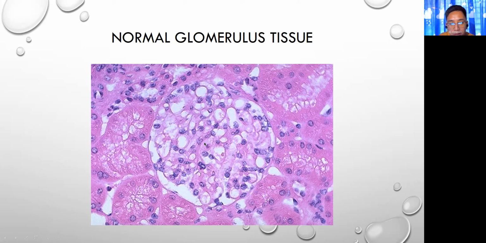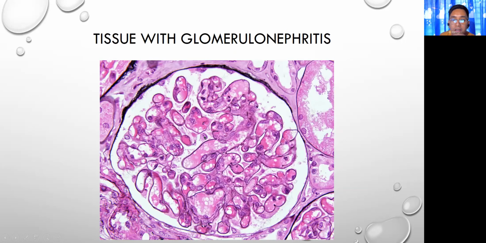So if you're going to take note of the dark spots here, okay, and then for the tissue with glomerulonephritis, there is an increase in the neutrophils, a part of your immune system. So these are the antigen-antibody complexes which are being stuck inside your glomerulus.